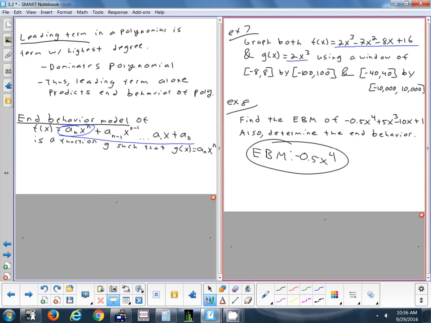So the end behavior model is a pretty useful concept for predicting the end behavior, and we're going to talk about that throughout the rest of chapter 3. We'll be finding end behavior models, which are extremely easy to find.